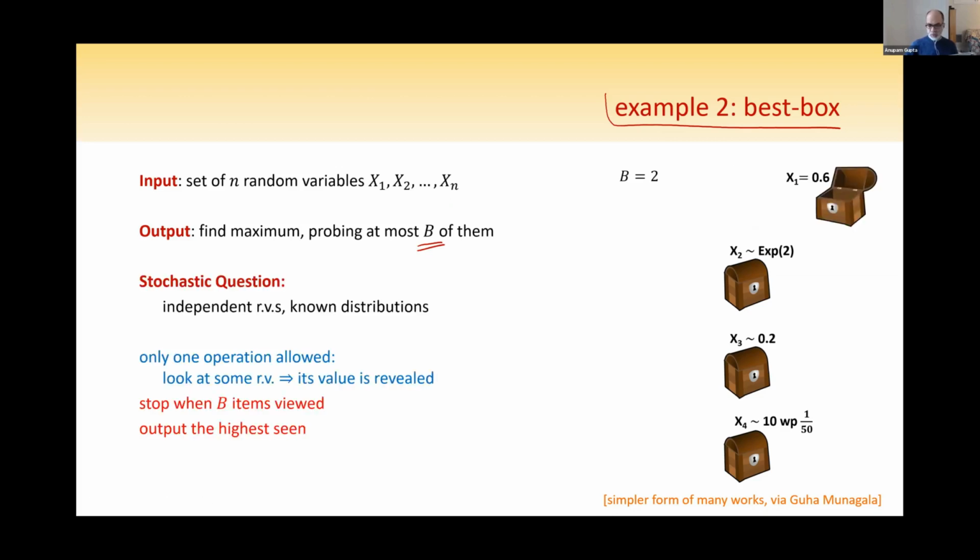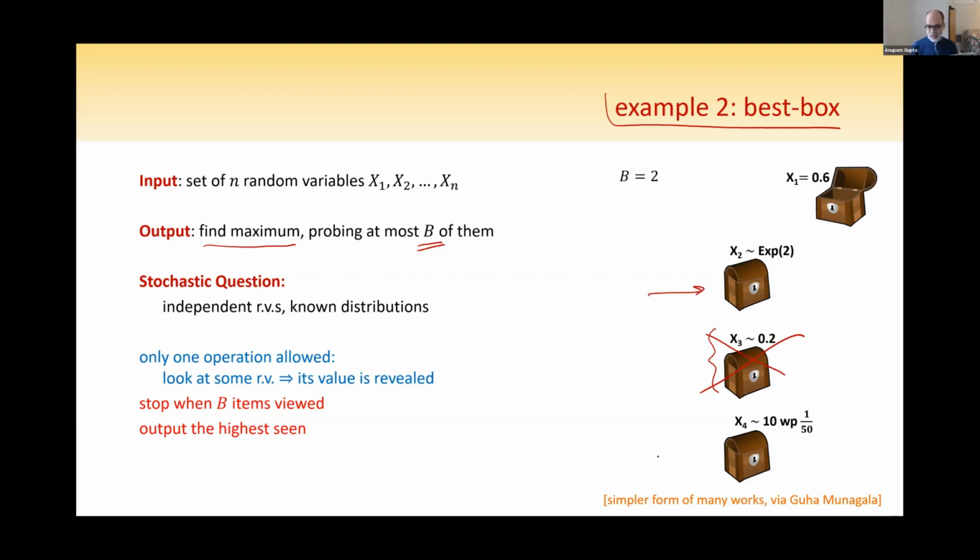So what can you do? You choose the first box. It was supposed to be uniform in the interval 0, 1. It turned out to be 0.6. And now you say, okay, what should I do? What should I try? Clearly I shouldn't try this guy because he's going to be 0.2 and I already have 0.6. I want to pick the maximum. I want to pick a large value. So clearly this is a crappy box to pick.